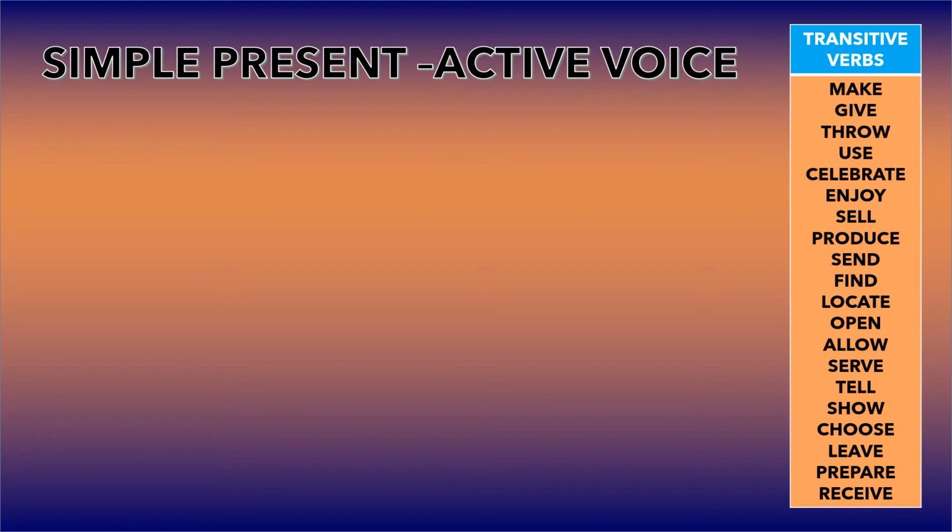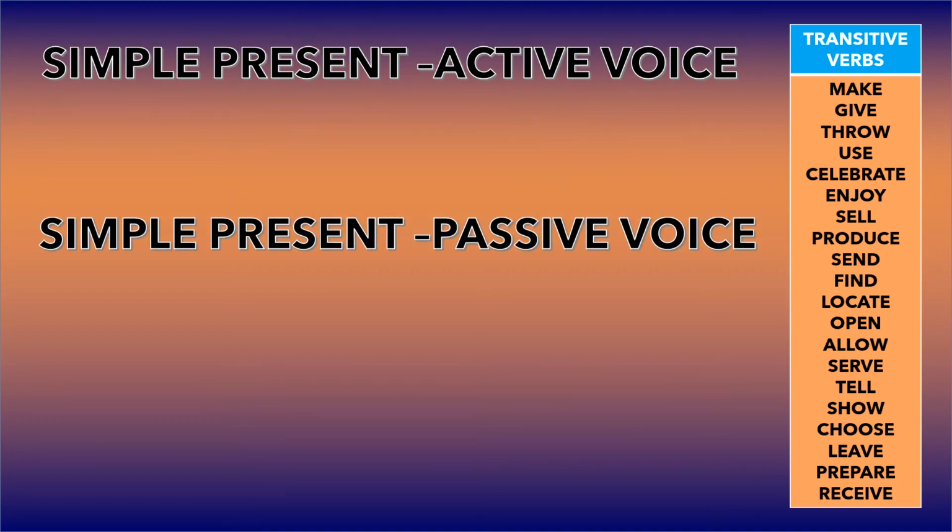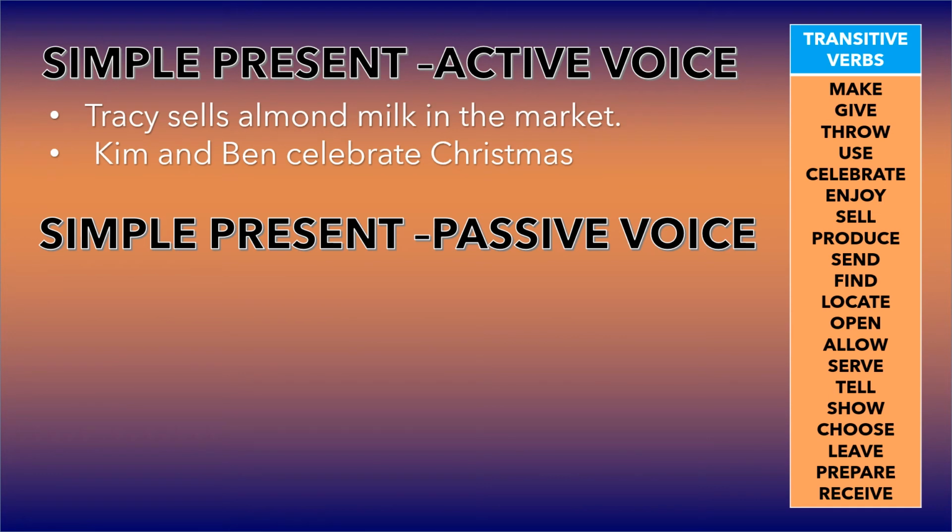And let's see, we have simple present active voice. Because remember what I said before, you can have passive voice in different tenses. You just need to have a transitive verb because this allows you to have an object, right? So, simple present active voice, simple present passive voice. Simple present active voice: Tracy sells almond milk in the market. Kim and Ben celebrate Christmas. This is simple present. Tracy sells, third person. Kim and Ben celebrate.